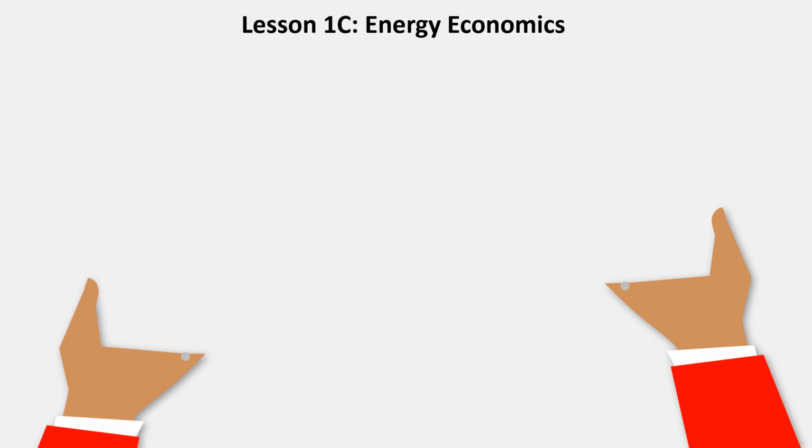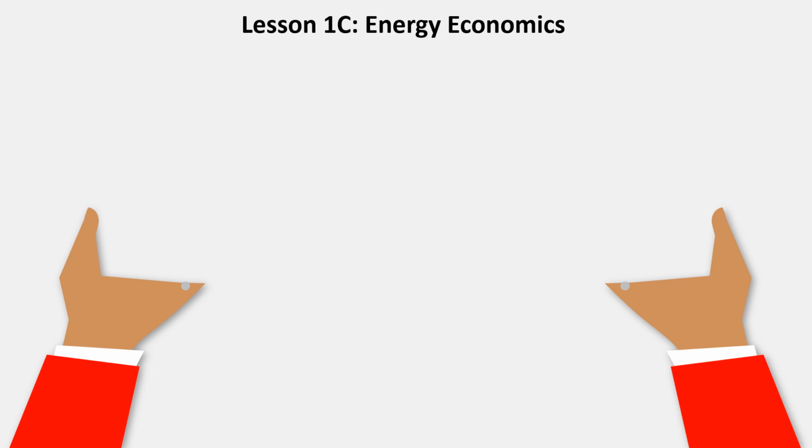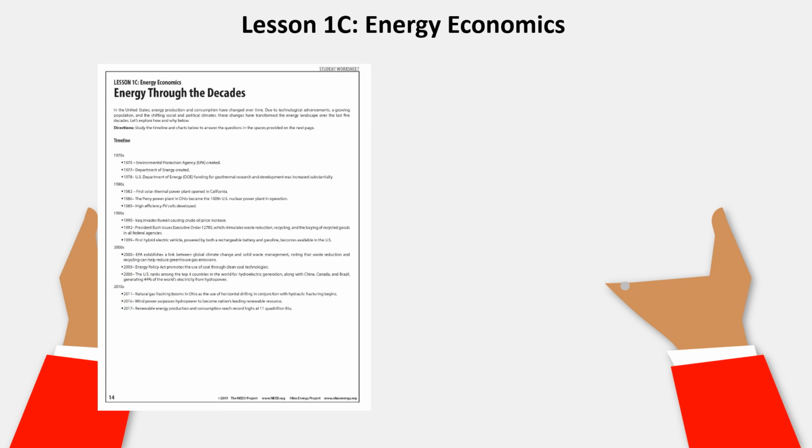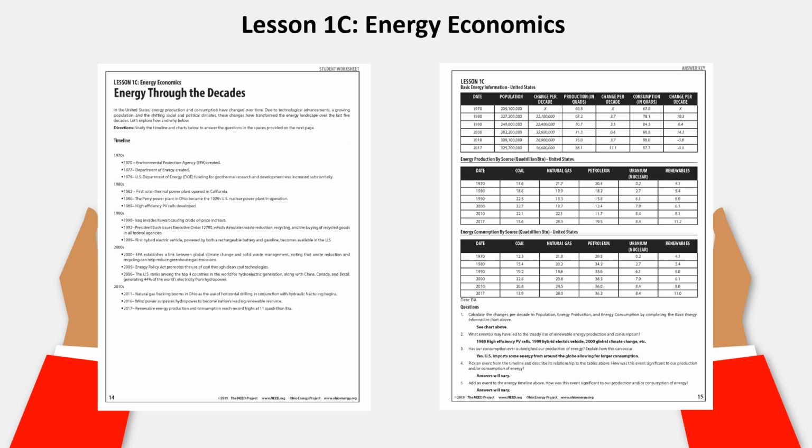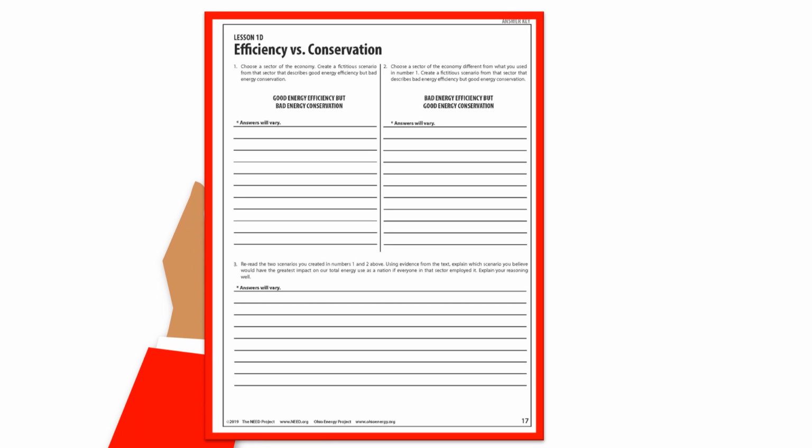Lesson 1C, Energy Economics. In this lesson, students will study how energy production and consumption have changed over time. Using the timeline on page 14, students will complete the chart on page 15 above and answer some questions in the spaces provided below.